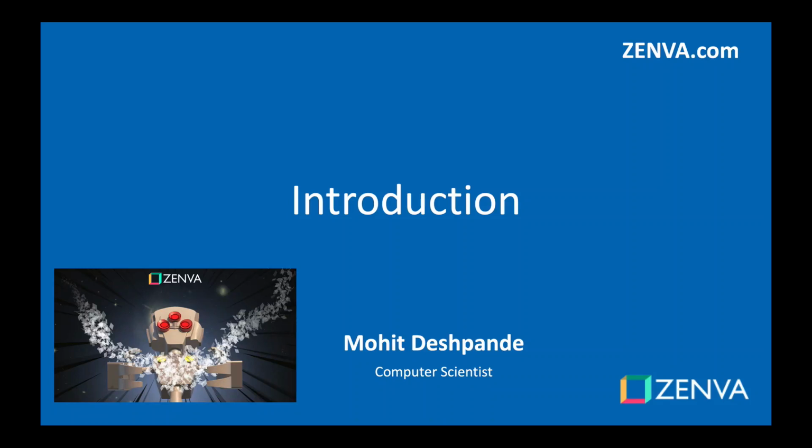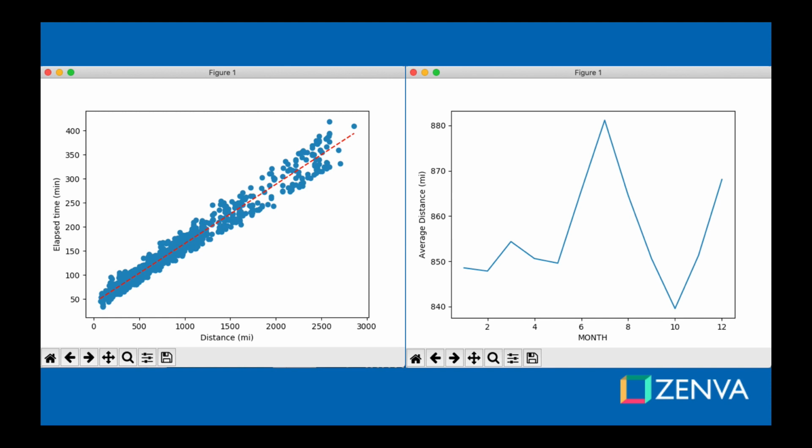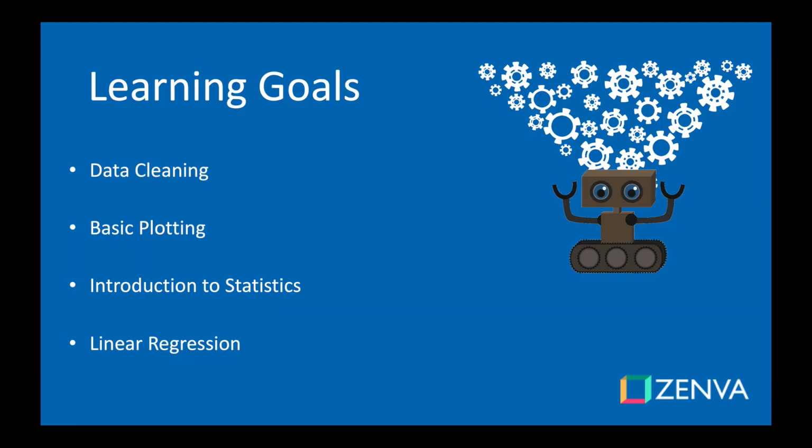My name is Mohit Deshpande, and in this course we'll be learning all about data analysis. So we're going to be doing some really neat things with some very real world data. We're going to learn how we can plot our data, we're going to learn how we can clean our data, and we're going to learn how to do a little bit of machine learning. We're going to learn how to do linear regression on top of our data set to learn a line of best fit. So we're going to be covering all of these topics.